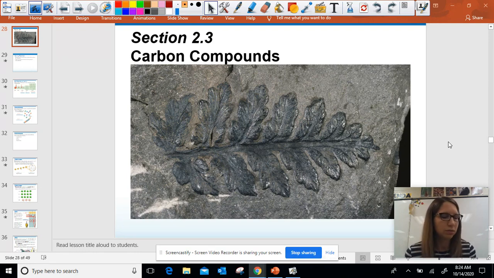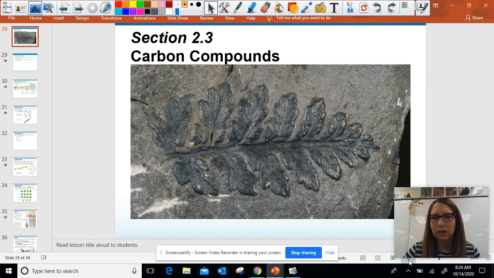Okay. So 2.3 is always one of those areas where I've had students struggle. And so plan to focus more of your time and energy in going over the stuff from chapter 2 on this section, because you're going to need more time and energy on this section.